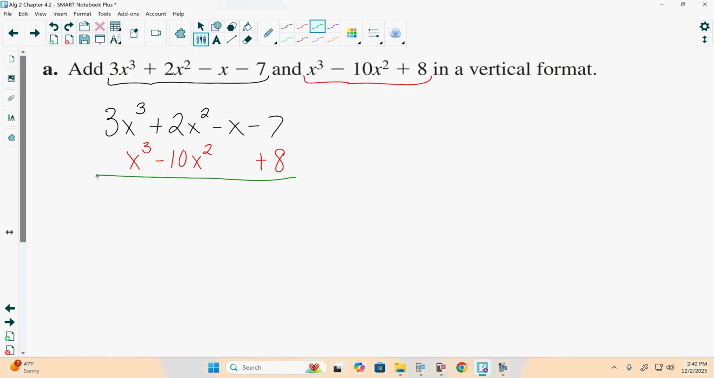We wouldn't put it under the negative x, because it does not have an x. That second expression does not have an x term. So in the second expression, we can just leave it blank. We don't have an x term under our negative x. Or the other option is just to write plus 0x. Questions on how we set this up?